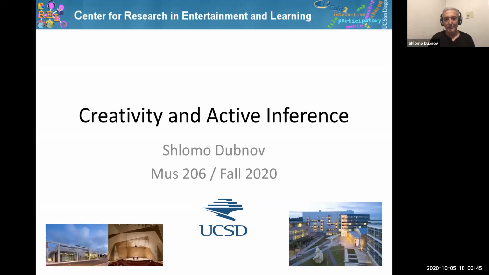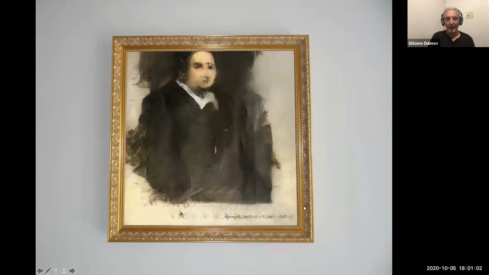But since our main motivation is really musical and creative, I would like to start with a question. I don't know how many of you are familiar with this painting. If somebody is, feel free to open the mic. You can see that the artist who signed this is called min max expectations of log D(x) plus expectations of log 1 minus D(G(z)), which means that this is a computer program that actually generated this painting.